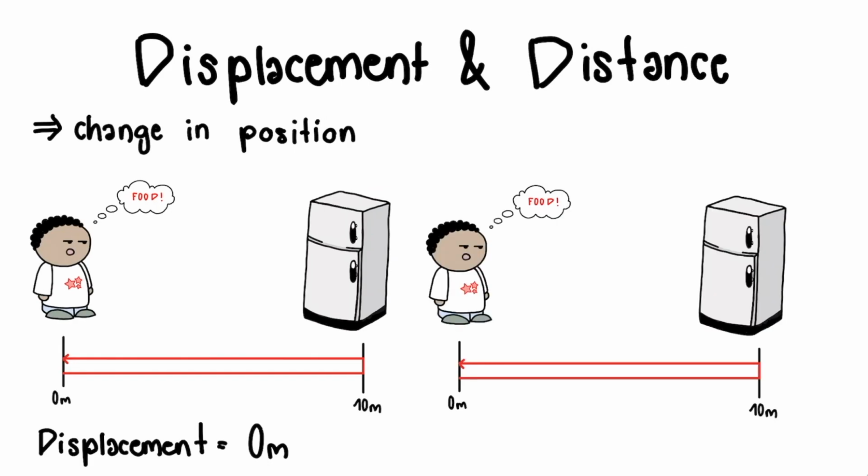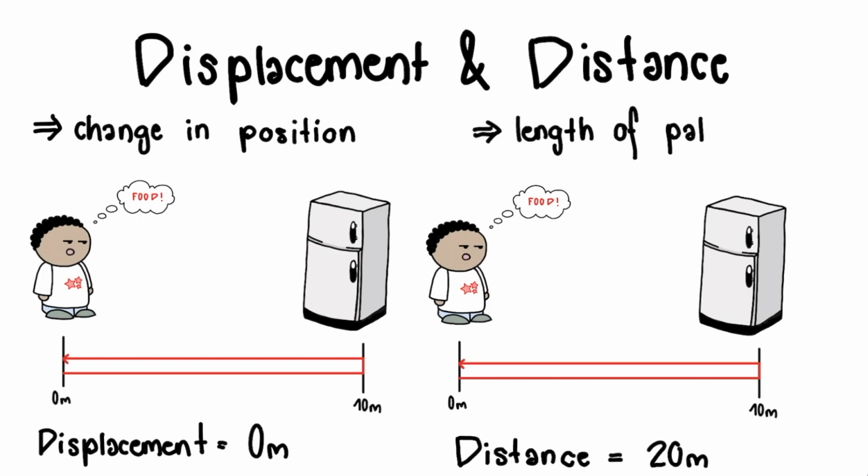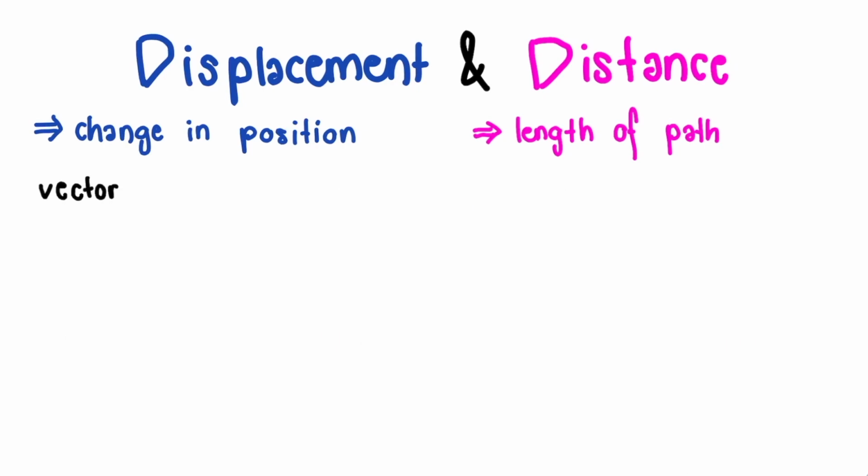But there is another thing, the distance traveled. Let's say Tom walks 10 meters to the fridge and 10 meters back. His distance traveled equals 20 meters. The distance is the length of path the object, like Tom, actually takes. There's an important difference between the displacement and the distance traveled. The displacement is a vector with both magnitude and direction.